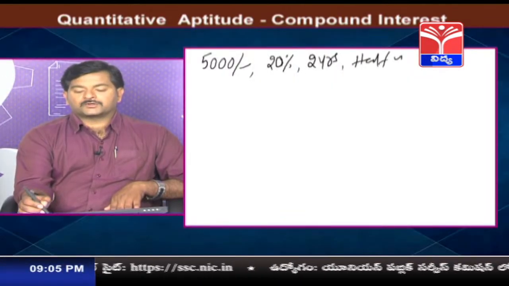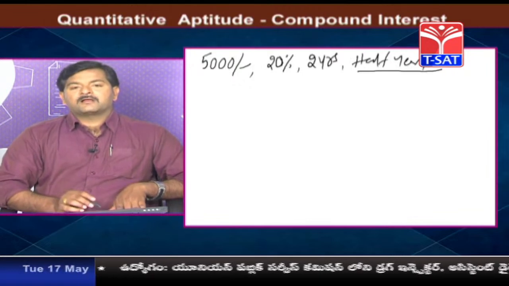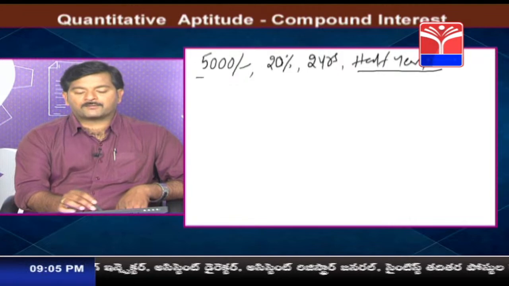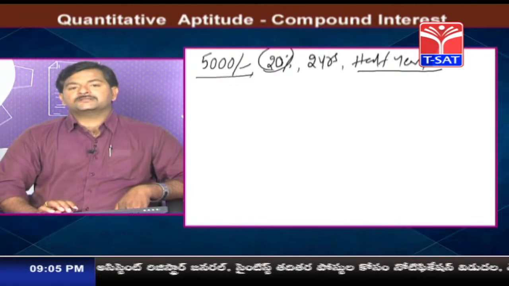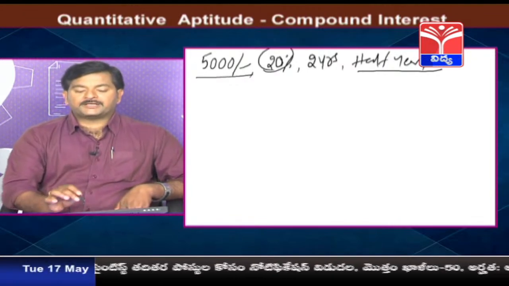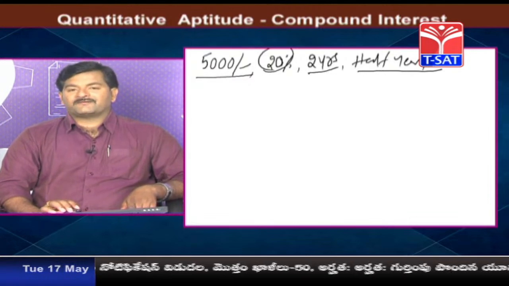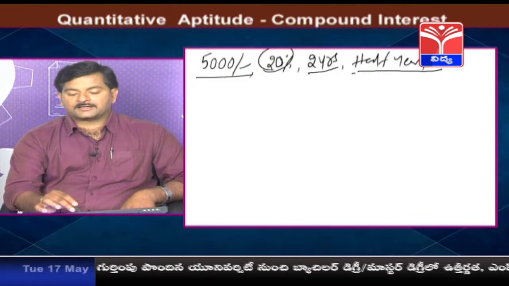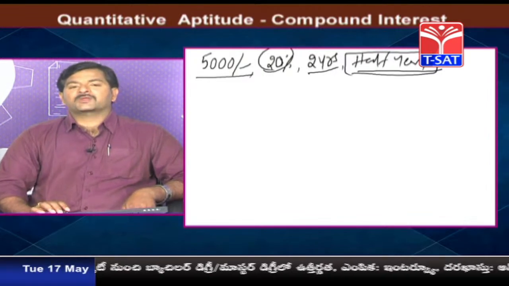So observe the given points here. How much did the person borrow? 5,000 rupees. At what rate of compound interest? 20% compound interest. For how many years? 2 years. Is interest compounded annually? No. He mentioned the rate of interest is compounded only half yearly. The important point is, in compound interest, interest need not be compounded annually.